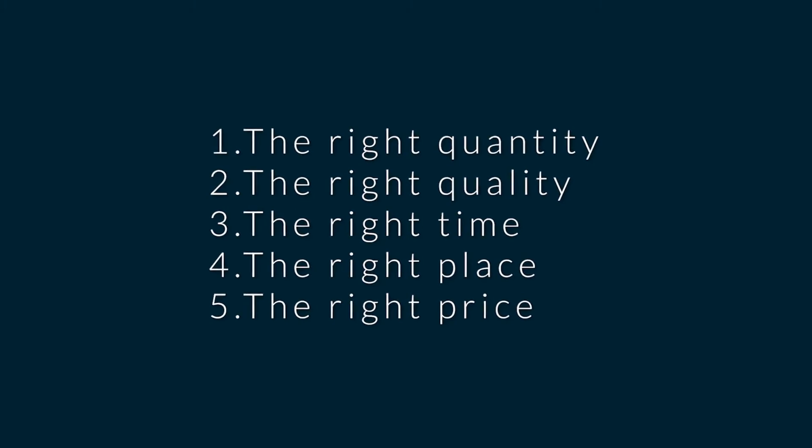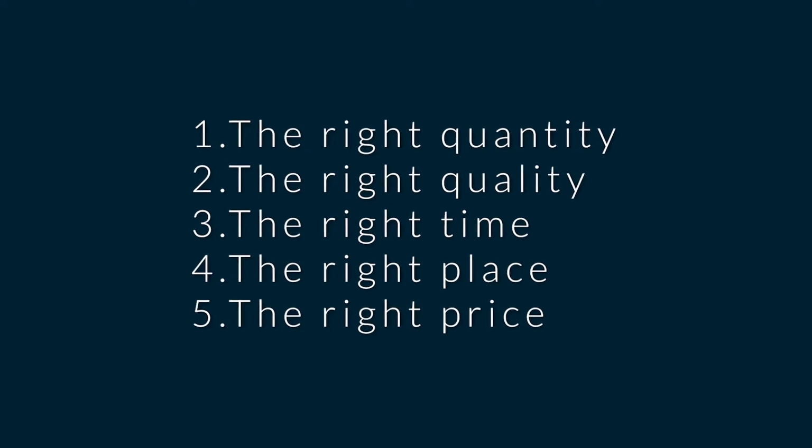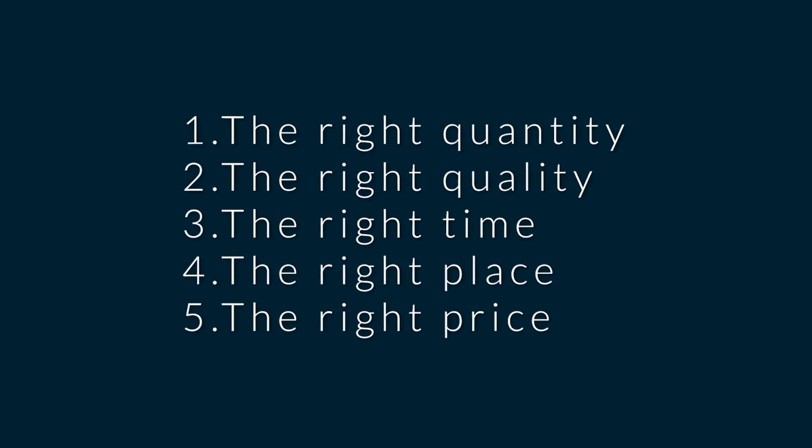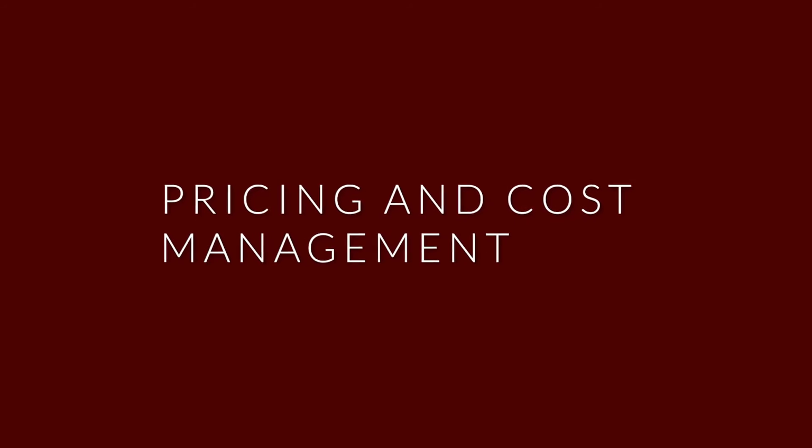Now, when it comes to sources of added value, you have to remember that they just link to the 5 rights of procurement. In this case, we're talking about the right quantity, the right quality, the right time, the right place, and the right price. So let's look at all these added value sources, and you're going to start with pricing and cost management.